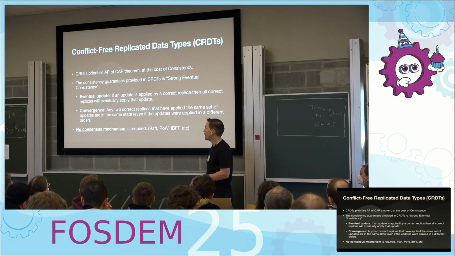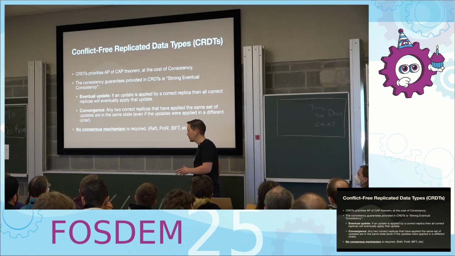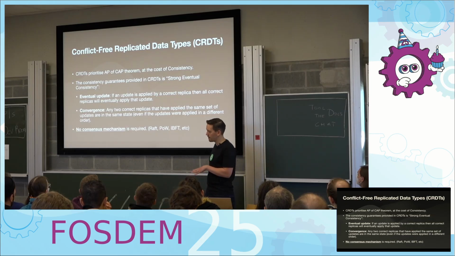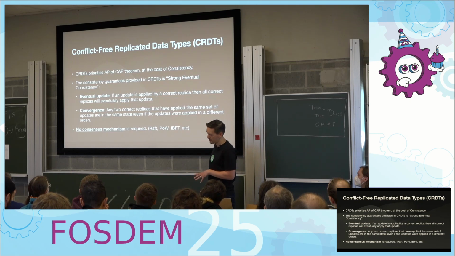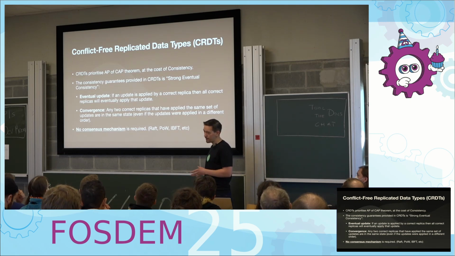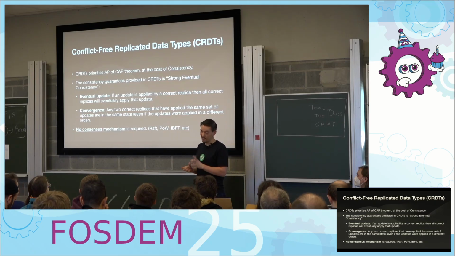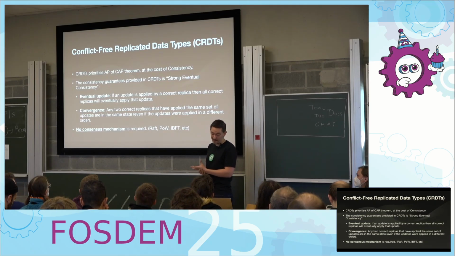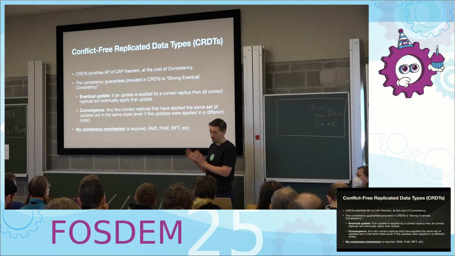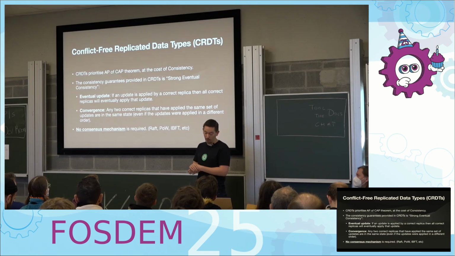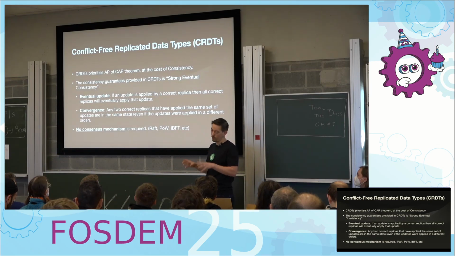The thing with CRDTs is they're quite special because they prioritize AP of CAP theorem. So they're prioritizing availability and partition tolerance at the cost of consistency. The consistency guarantees they can give you are quite strong. In fact, they call it strong eventual consistency in the literature, which basically consists of the two points I've mentioned there, eventual update and convergence. Eventual update being that if one correct server sees some event, then everyone else is going to see the same event. They may not apply that event, but they will see it. And then convergence, that once you've applied all the same events, you will be in the same end state.